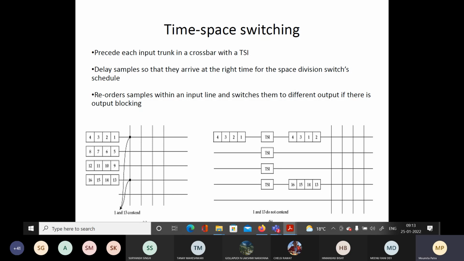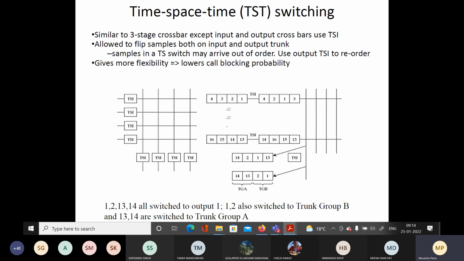Here we cannot change the entire circuitry. What we are doing is changing the input itself in such a way that the inputs take paths which are different from each other at one point of time, so as to avoid contention. So this is what our time space switching is doing.